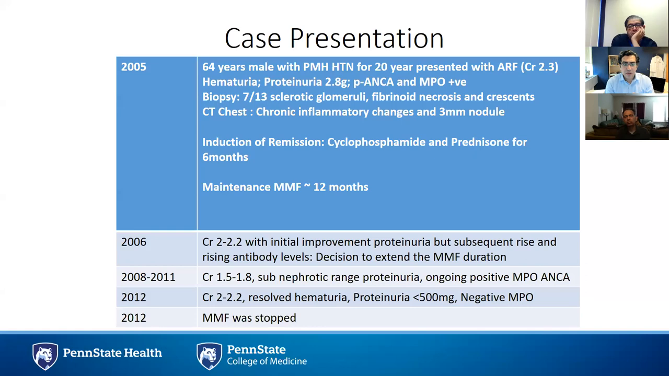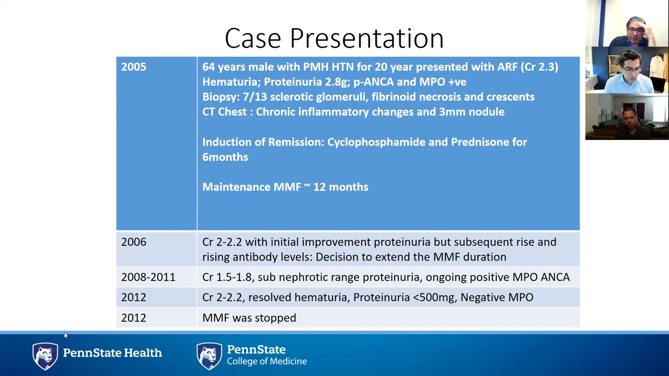Moving forward a year later in 2006, his creatinine came down slightly and proteinuria improved, and then it went on and off, and the MMF was actually continued beyond 2 years. Between 2008 and 2011, the creatinine stabilized between 1.5 and 1.8 and his proteinuria declined, but his ANCA remained positive until 2012. His hematuria resolved, proteinuria was less than 500 milligrams, ANCAs were negative, and at one of those visits, his MMF was stopped.